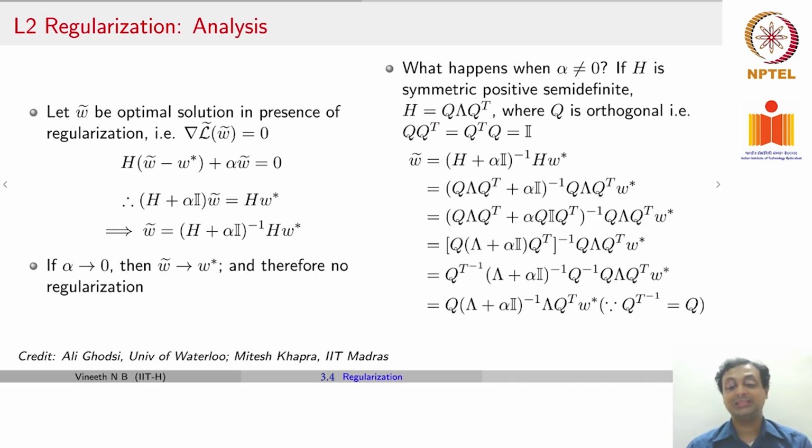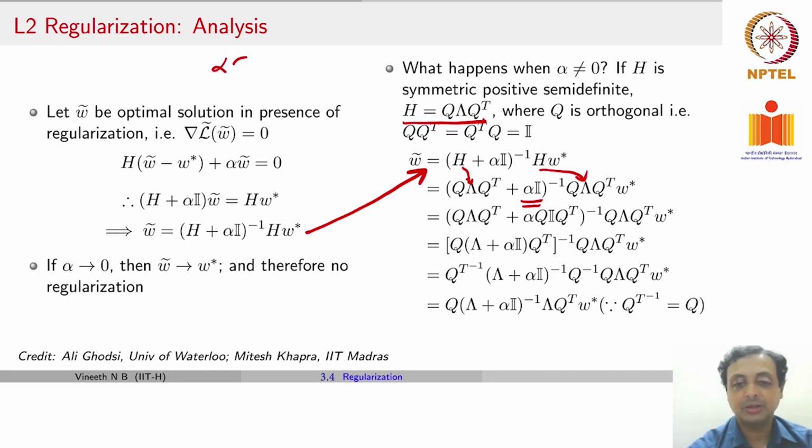So why do we do this? With this, let's try to analyze what w tilde is. w tilde from here is (H plus alpha I) whole inverse H w star. Let's replace H by Q lambda Q transpose. You'll have H replaced by Q lambda Q transpose and H replaced by Q lambda Q transpose. Now alpha I can be replaced by alpha times Q I Q transpose. It's the same thing because Q Q transpose is equal to I.